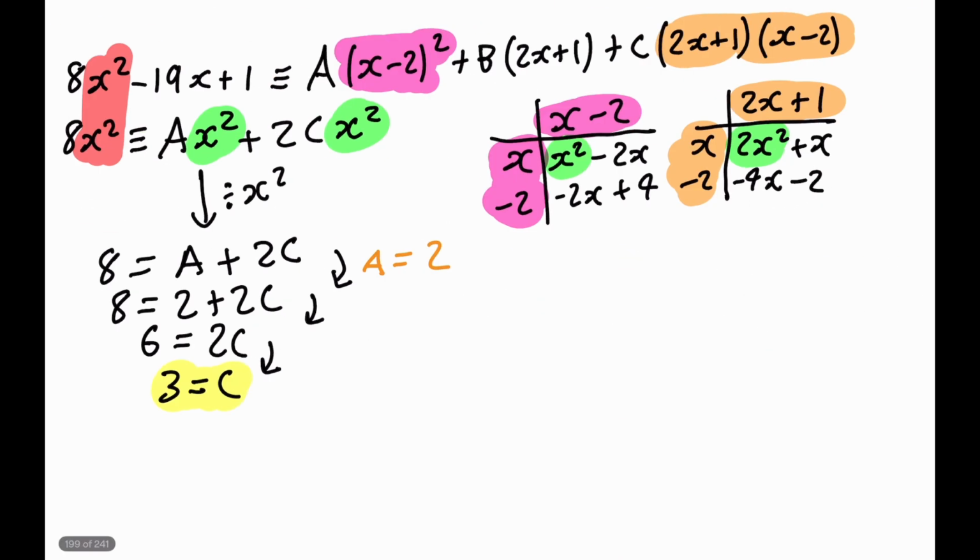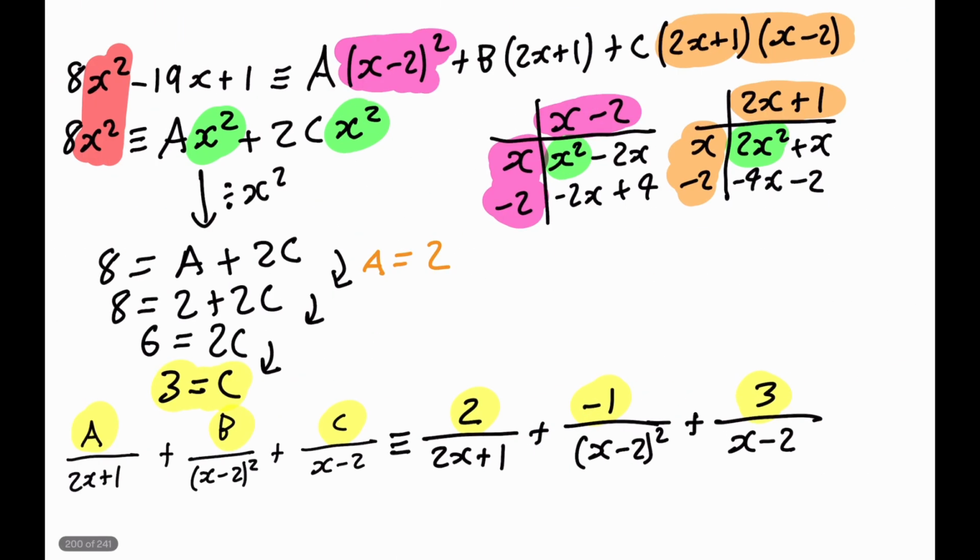So the next step is to divide by x squared on both sides, and you'll be left with 8 is equal to a plus 2c. Because you know a is equal to 2 already, you substitute a as 2, and then you get 8 is equal to 2 plus 2c. Then take away 2 on both sides, you get 6 is equal to 2c, so you find out that c is equal to 3 when you divide by 2 on both sides.